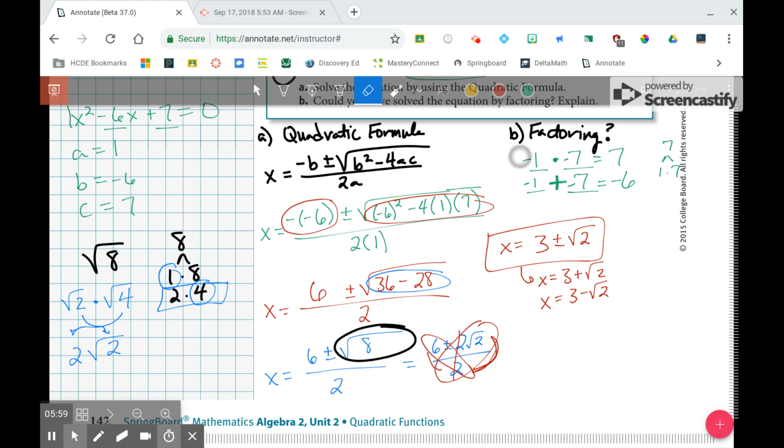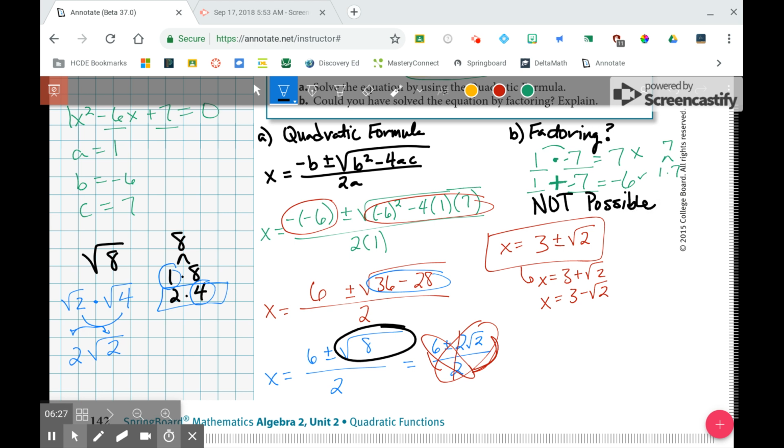Okay, I think the only one we haven't tried is what about if the 7 is negative but the 1 is positive? Okay, so it works for the bottom. We do add to get negative 6, but notice a positive times a negative does not give us a positive. So there is no combination of numbers that multiply to get positive 7 and add to get negative 6. So it's not possible to factor. We could not factor that.